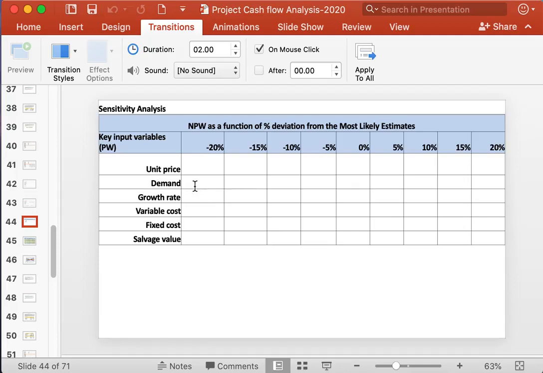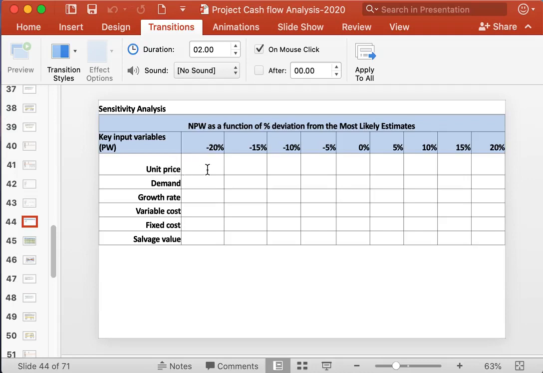Okay, where you have the key variables on this side here and the percentage variation of each of the key variables is shown on the top row here, and the net present worth for the most likely estimate is when the percentage variation is 0.